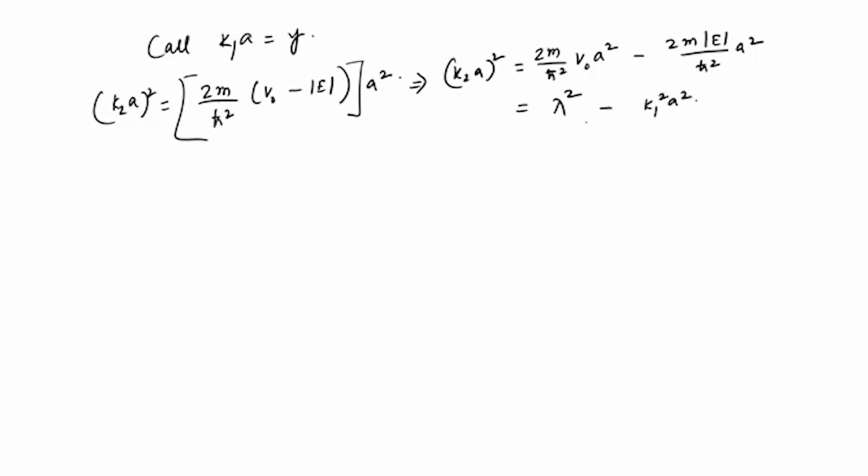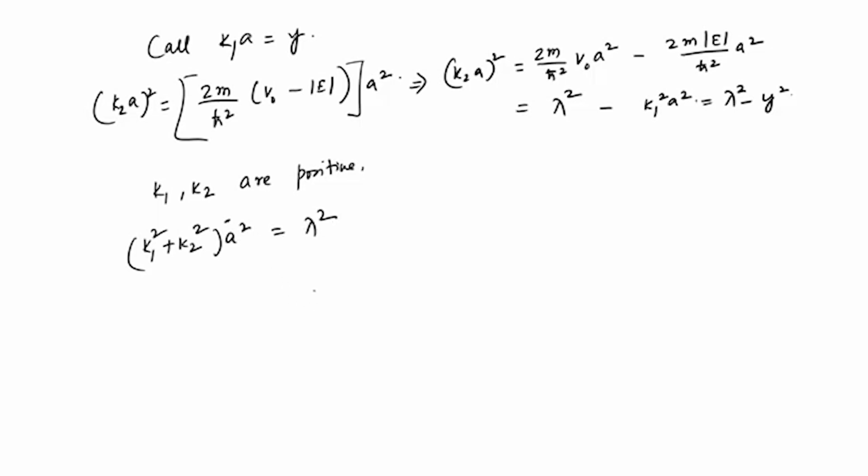So k2 squared a squared is equal to lambda squared minus k1 squared a squared, and call this lambda squared minus y squared. So k1 and k2 are positive, and also we have k1 squared plus k2 squared, times a squared, equal to lambda squared, because you can add both of them, where lambda is equal to (2m V0 a squared divided by h-bar squared) to the power half.